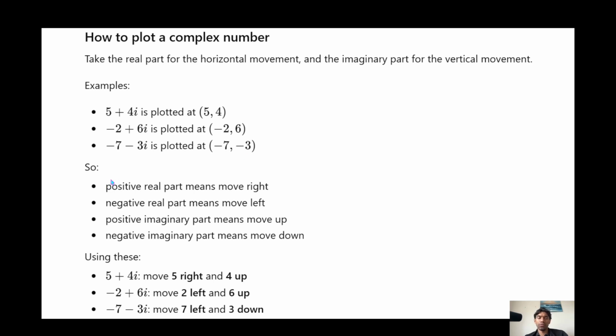The important thing to remember is that the positive real part moves right, the negative real part moves left, the positive imaginary part moves up, and the negative imaginary part moves down. Using these, we can imagine 5 plus 4i. Here we would go 5 to the right and 4 upwards. With minus 2 plus 6i, we move 2 to the left and 6 up. And minus 7 minus 3i moves 7 left and 3 down.